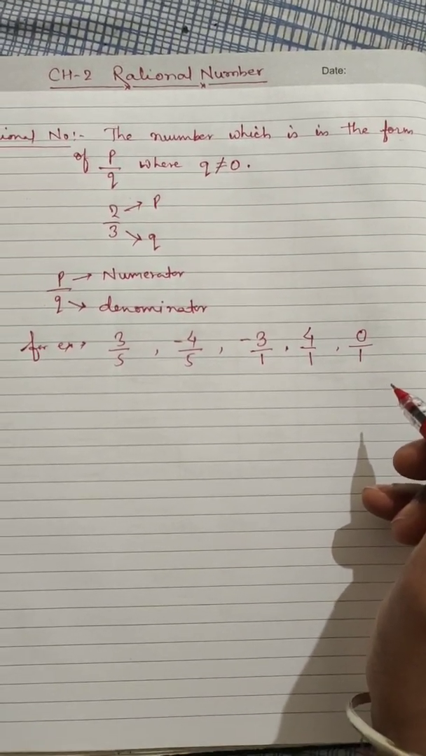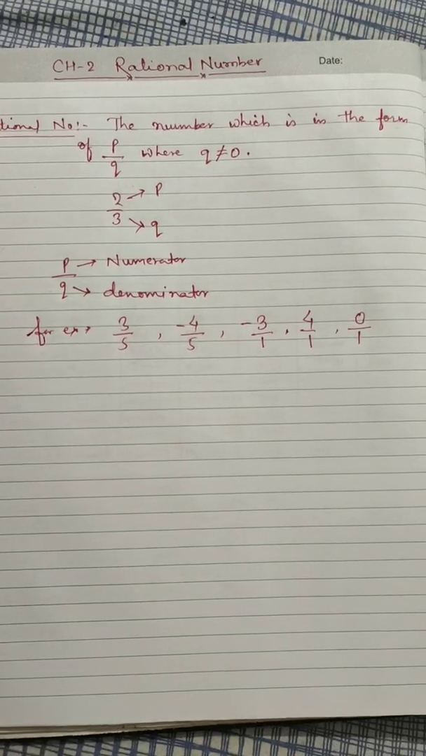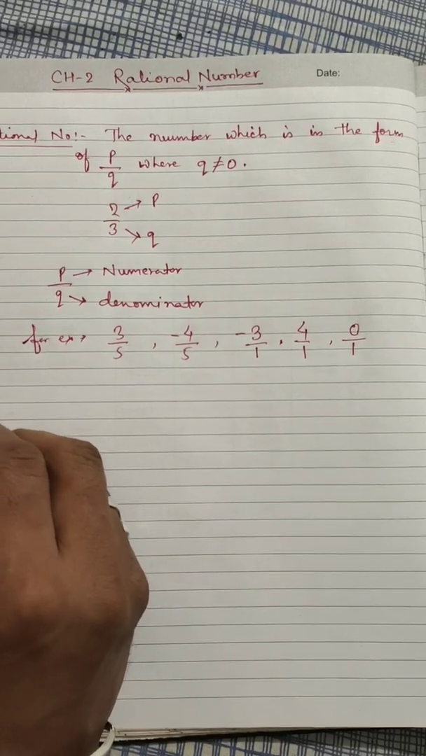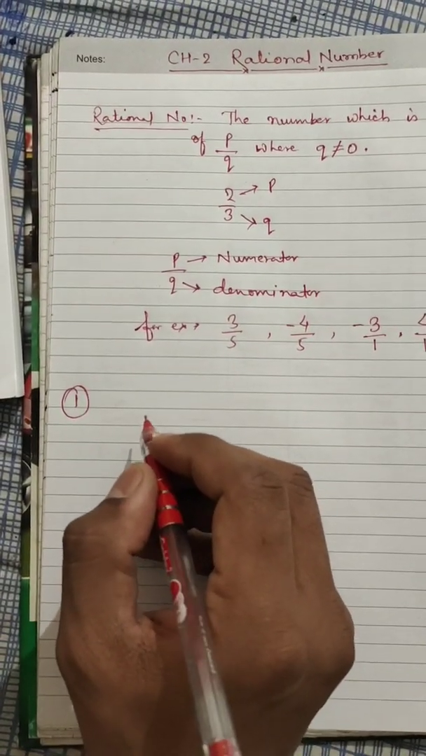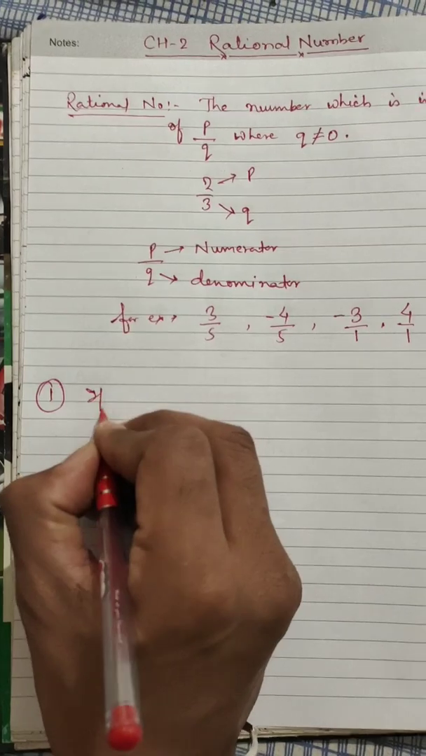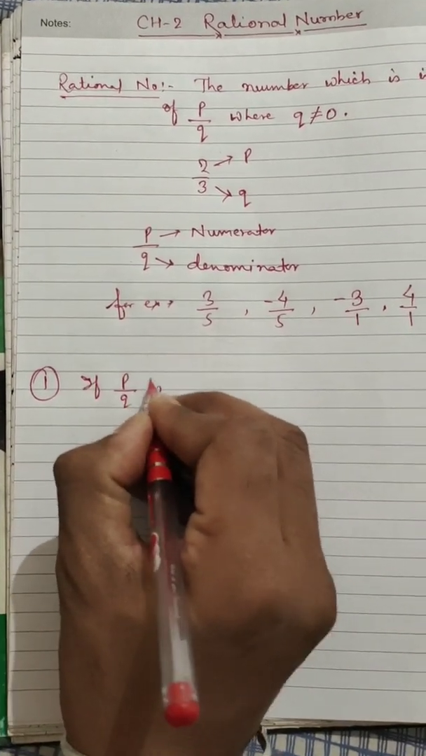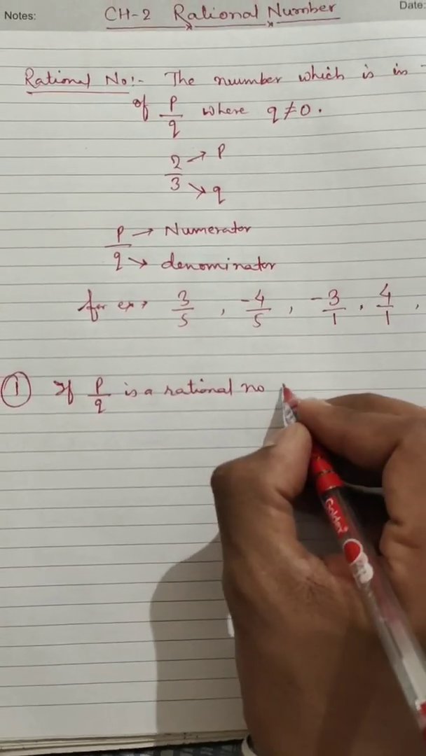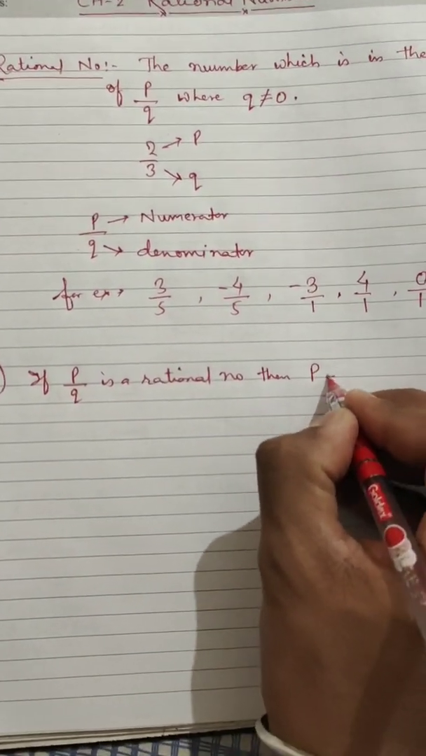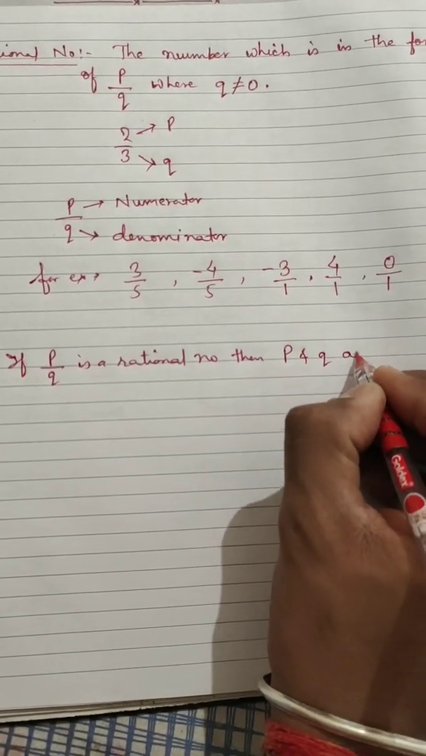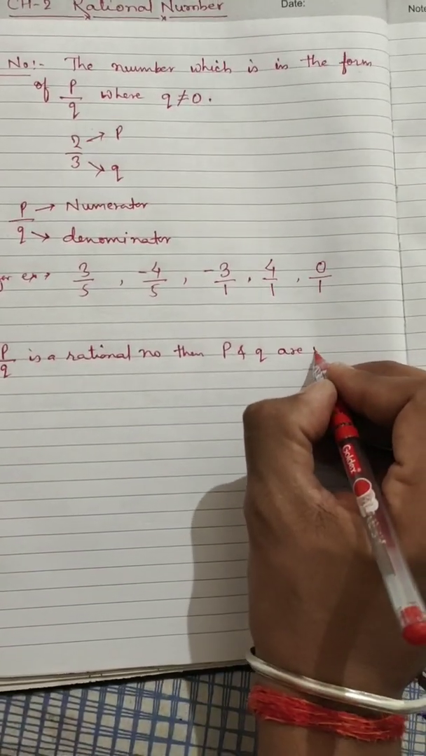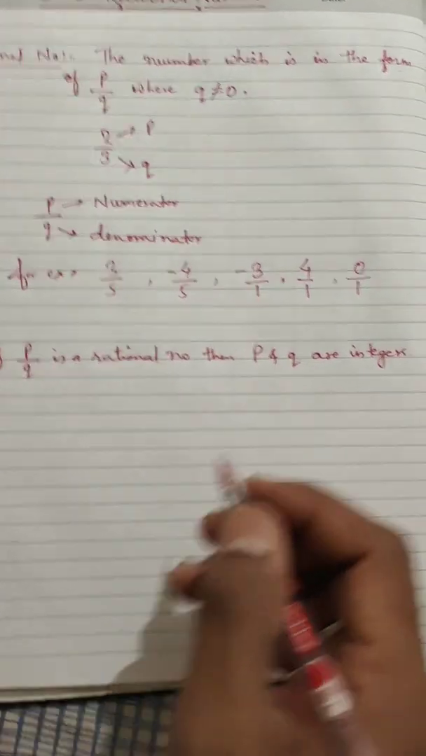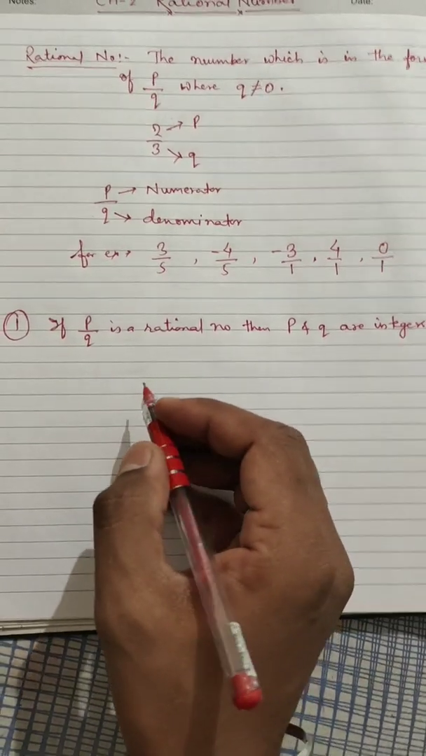Now we will study some of the properties of rational numbers. First property: if P by Q is a rational number, then P and Q are integers, where Q should not be equal to 0, as we have studied.